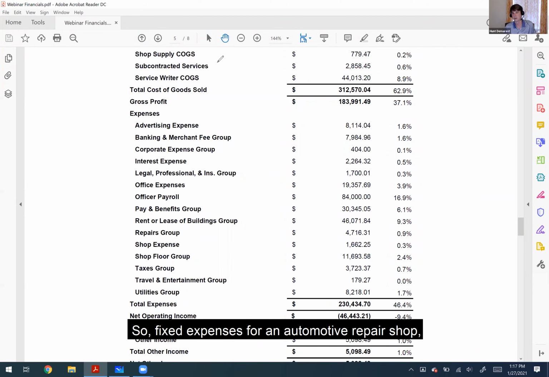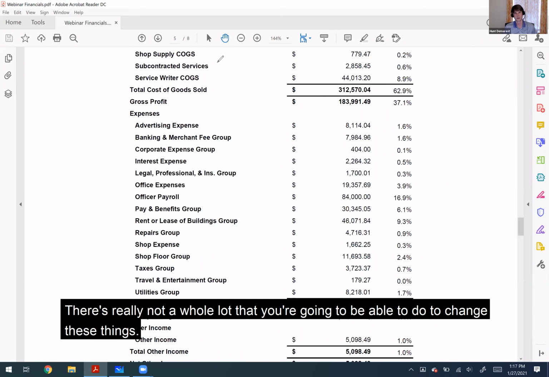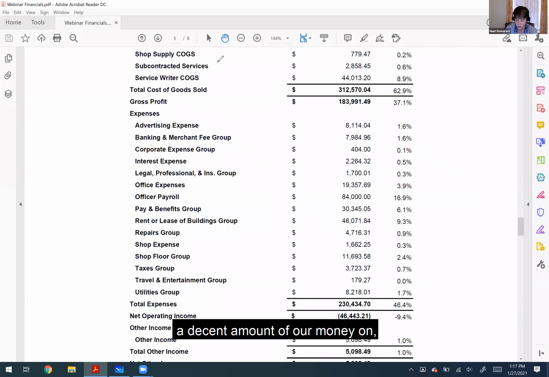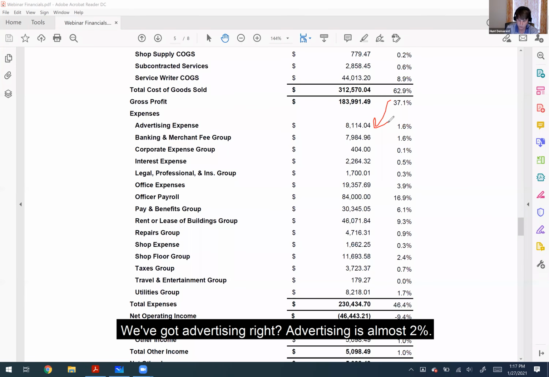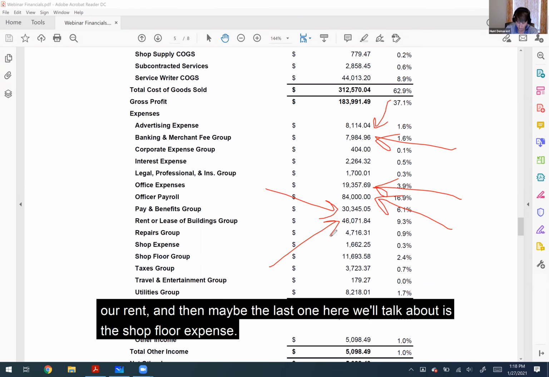Fixed expenses for an automotive repair shop are what they are. There's really not a whole lot that you're going to be able to do to change these things. If you go down through and look at what we're really spending a decent amount of our money on, there's only a handful of things. We got advertising, which is almost 2%. Credit card fees. We got office expense, officer payroll, pay and benefit groups, our rent, and maybe the last one we'll talk about is the shop floor expense.